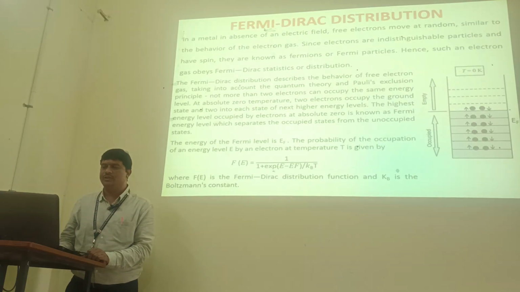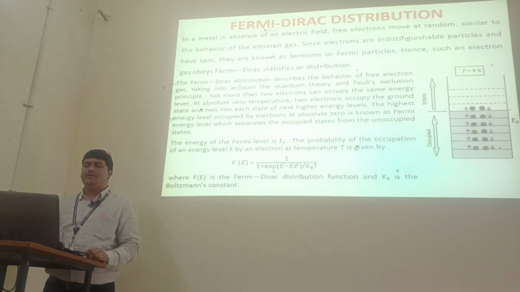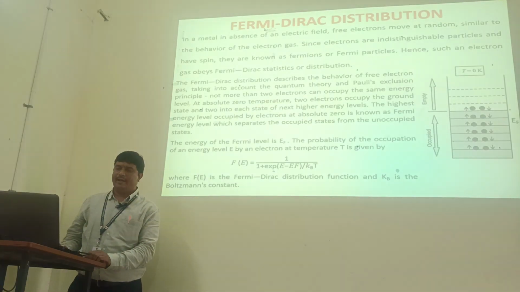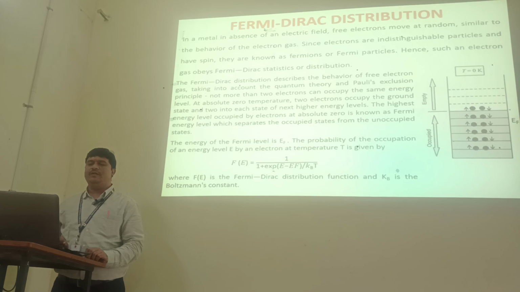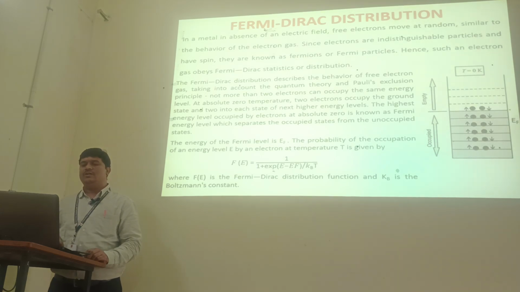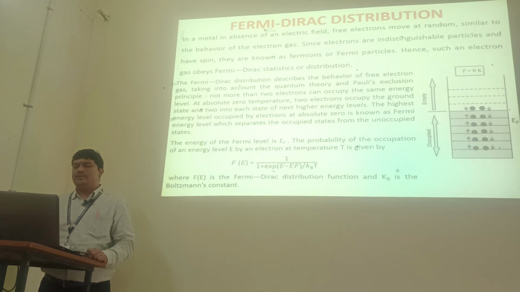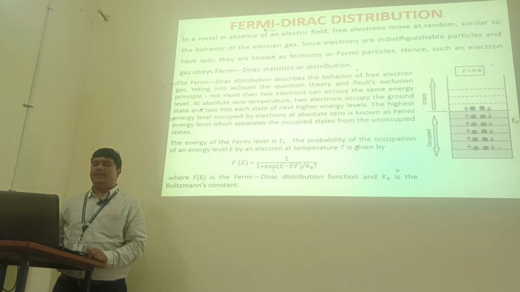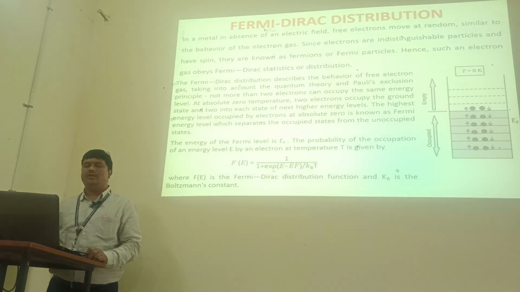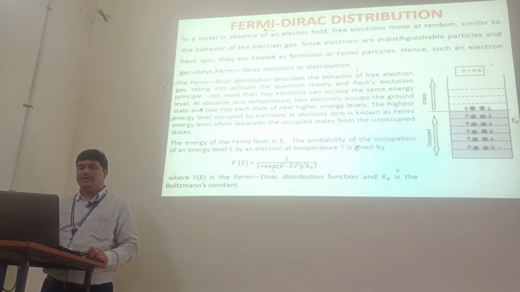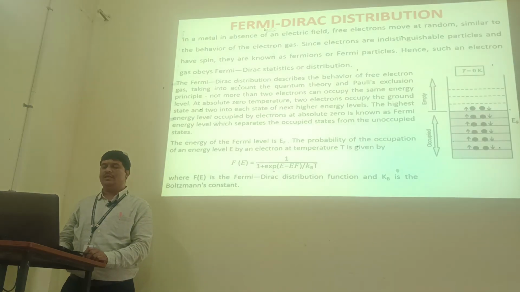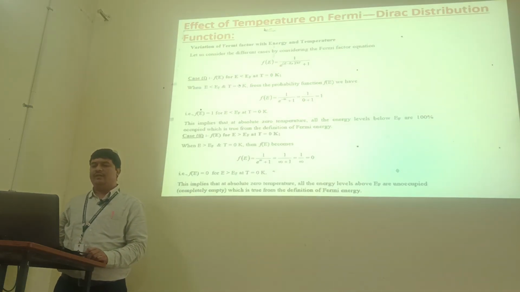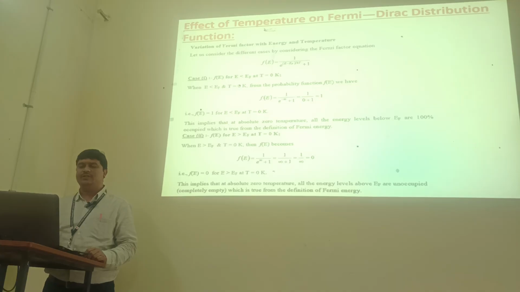Okay, Fermi-Dirac distribution. In a metal, in the absence of an electric field, free electrons move at random. Similar to the behavior of an electron gas, since electrons are indistinguishable particles and have spin, they are known as fermions or Fermi particles. Hence, such an electron gas obeys Fermi-Dirac statistical distribution. It is explained by the equation f(E) equal to 1 by 1 plus exponential of (E minus EF) by kT. Here is the effect of temperature on the Fermi-Dirac distribution function.